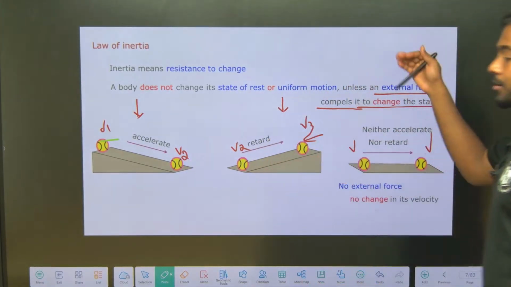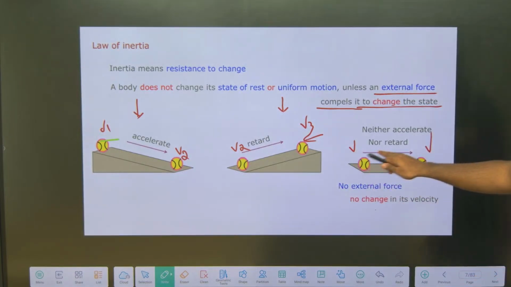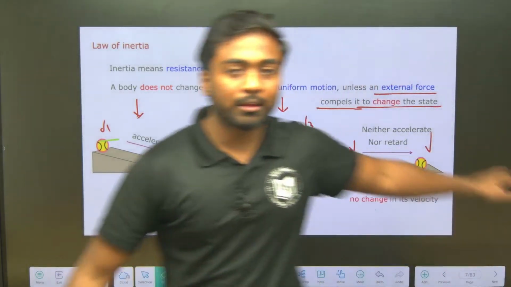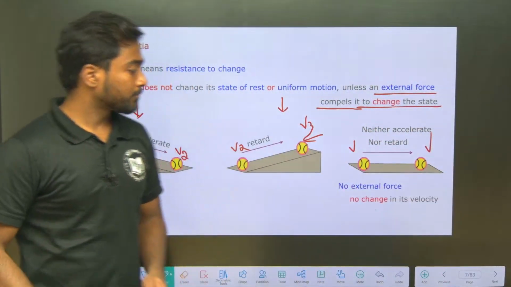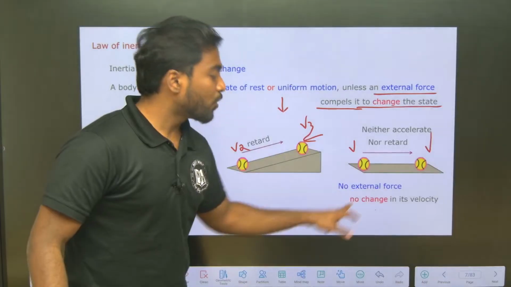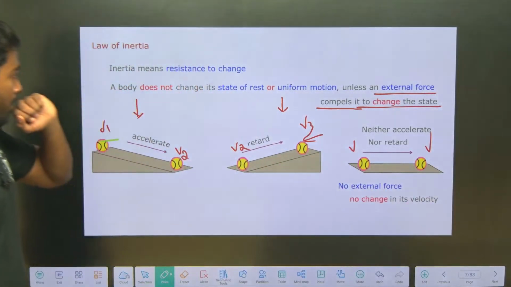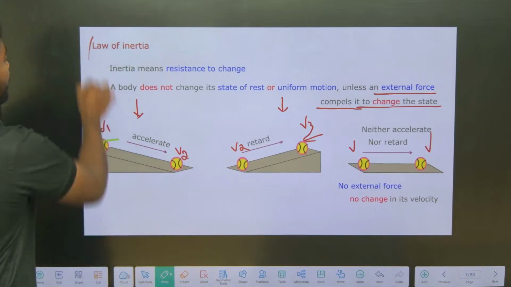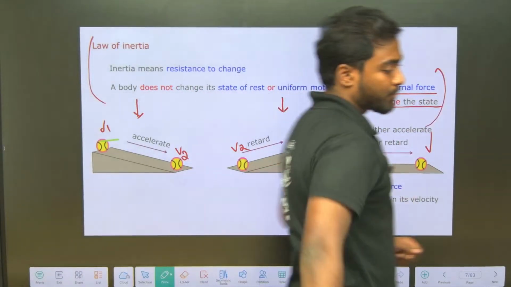Like it's changing, right? But here it has not changed unless or until an external force is acting on the body, right? So no external force, no change in its velocity. Okay, this is the law of inertia definition. You can take a note of this.